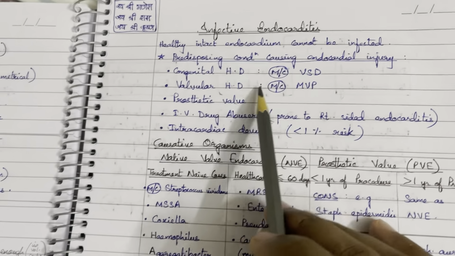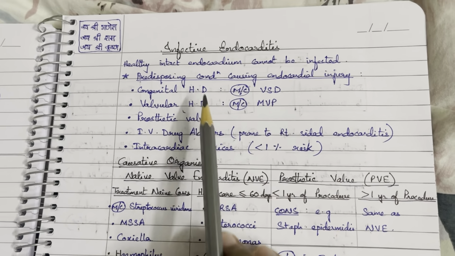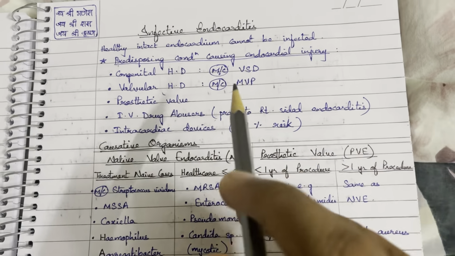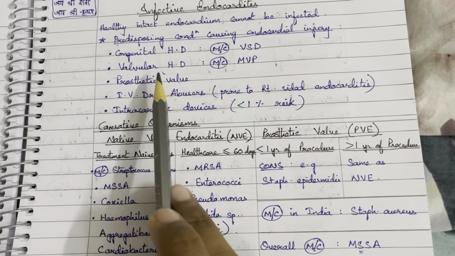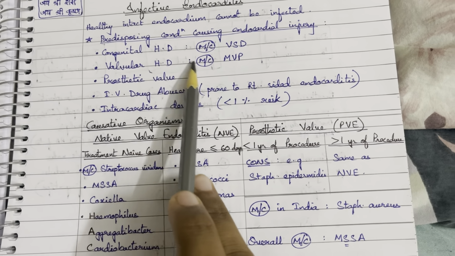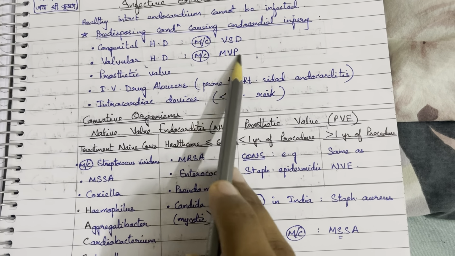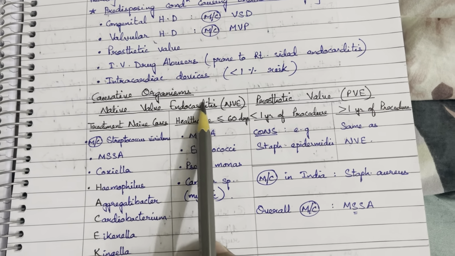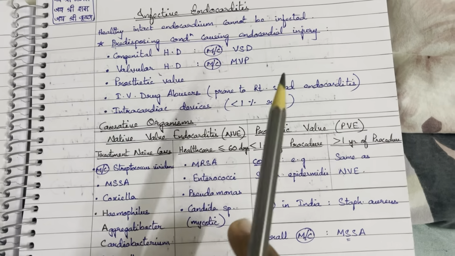So there are certain predisposing conditions causing endocardial injury. So congenital heart disease, over a chronic period of time, any VSD, okay, that can cause infective endocarditis, continuous injury to the endocardium. So valvular heart disease, most commonly mitral valve prolapse. Okay, so prosthetic valves or any IV drug abuse or intracardiac devices. So all of them predispose to injury.